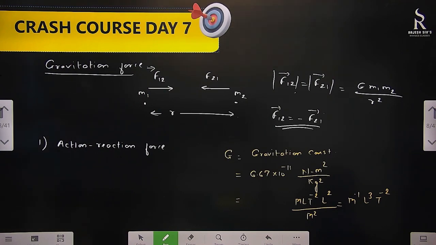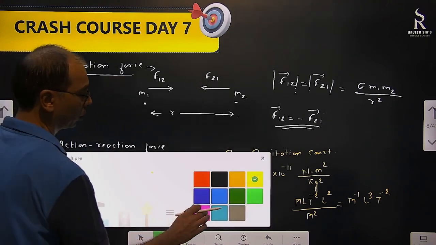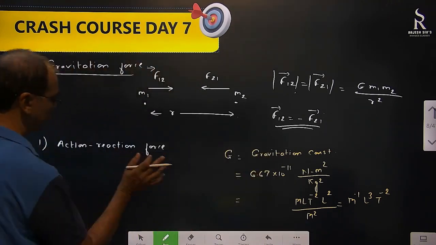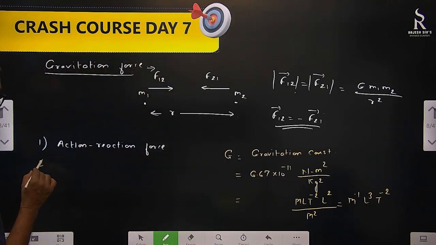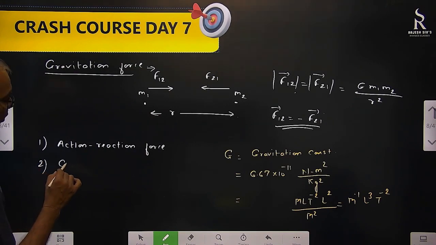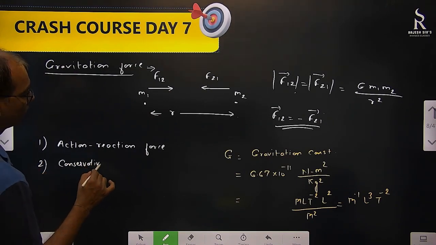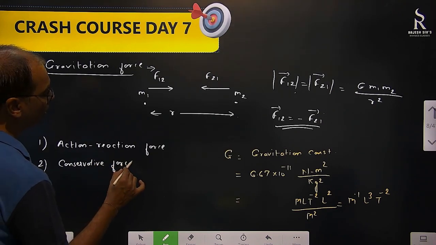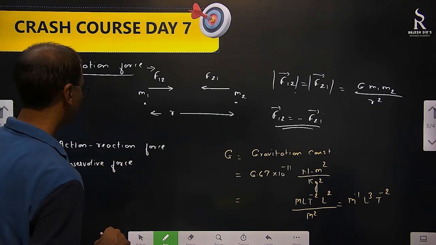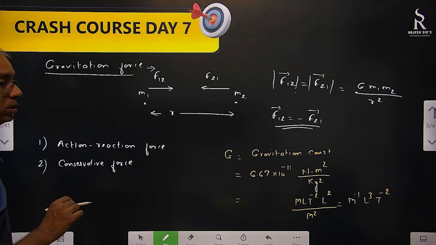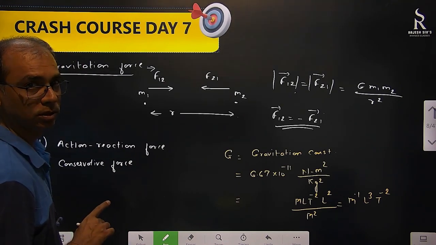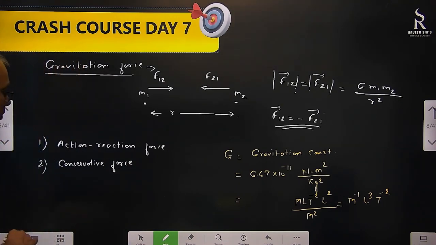That is the dimension of the gravitation constant. Now we are writing the properties of this force. So it's an action reaction force. Then it's a conservative force. Conservative force means work done by it depends only on initial and final positions, and work done is equal to negative of change in potential energy. Third point, it's a central force.